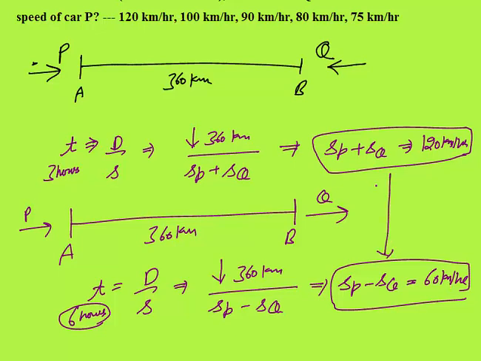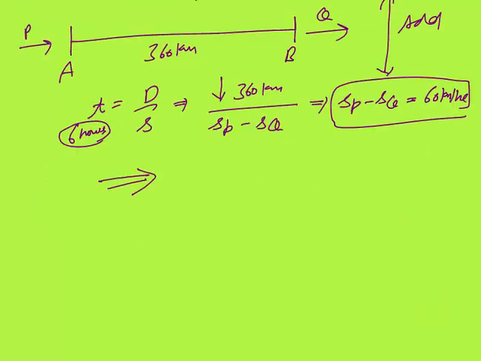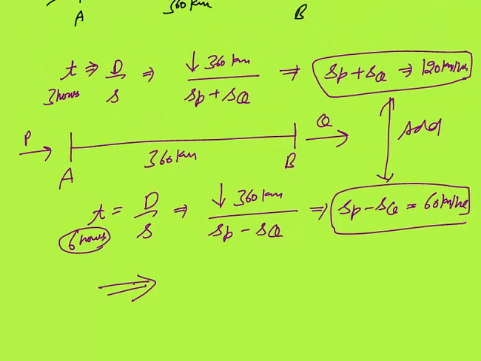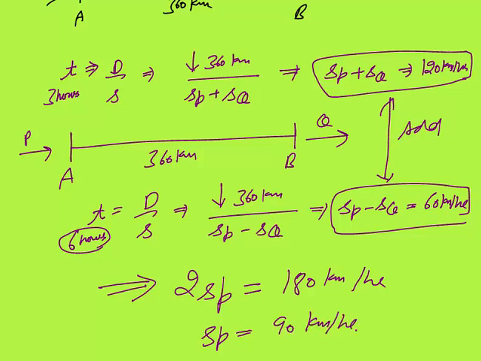You can simply add these equations. If you add these two equations, after adding them, I am just writing here, you will get twice of SP, twice the speed of car P, equal to 180 kilometers per hour. So the speed of car P would be how much? 90 kilometers per hour. And that will be your final answer.